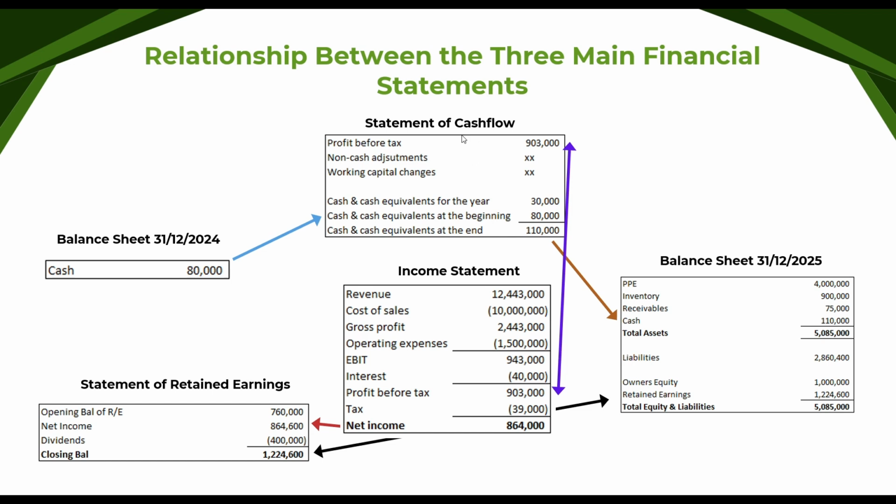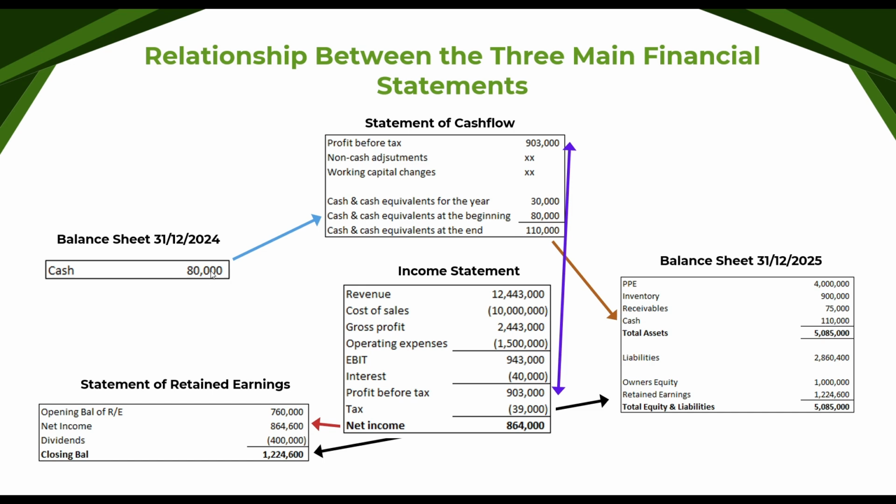The income statement and the balance sheet are prepared on an accrual basis, and the cash flow is prepared on a cash basis. We're looking at the cash inflows and the cash outflows from an organization. So we need to make adjustments to this profit before tax, which is linked through the income statement. At the end of the day, we have our cash and cash equivalents for the year and our cash and cash equivalents at the beginning of the year, which we take from the prior year financial statement.